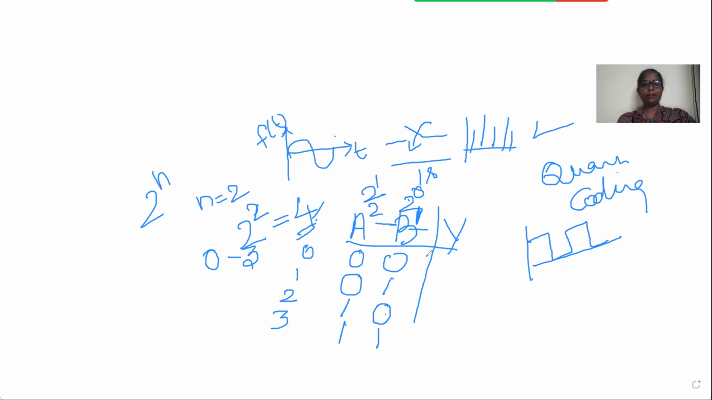Okay. Now let me represent multiplication here: 0 into 0 is 0, 0 into 1 is 0, 1 into 0 is 0, 1 into 1 is 1. This is the truth table for the AND gate. Let me switch over to the PPT.